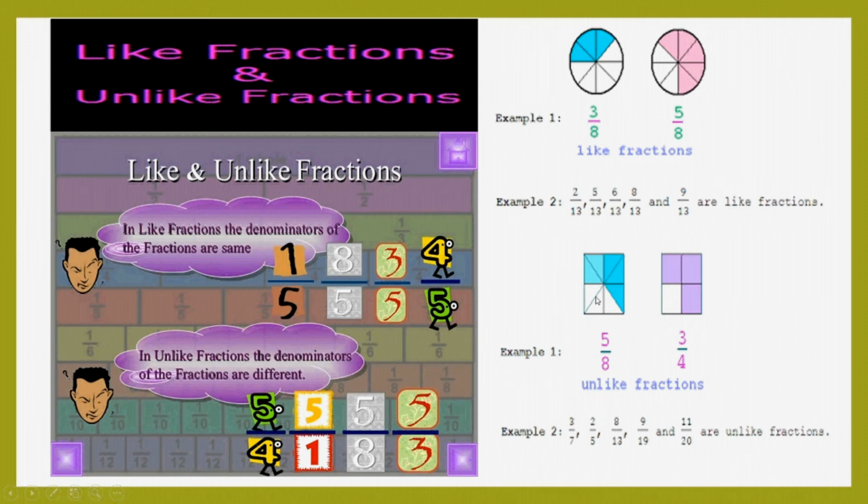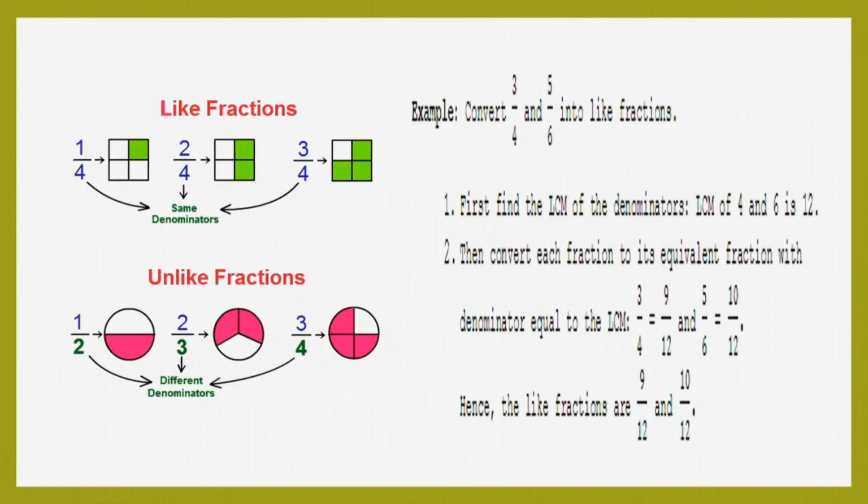Here in this example, out of 8 parts, 5 parts are shaded, so we'll write this as 5 by 8 and here this as 3 by 4. These two have different denominators, so these come under unlike fractions. And here these all have different denominators in this example too, so these all come under unlike fractions.